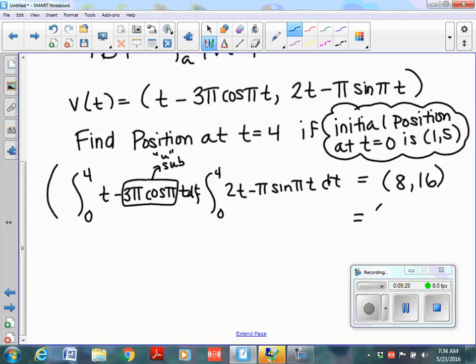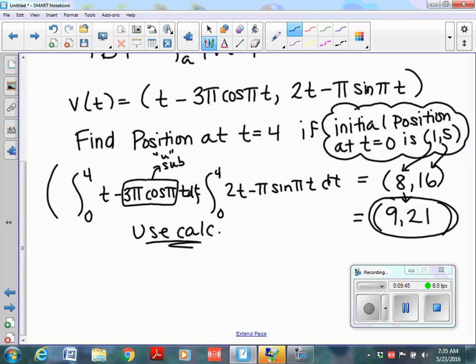and they got 8 and 16, but that's not the final answer. The final answer to this problem is 9, 21, because I had to add 1 and 5 to the final answer. So in order to come up with this, just use your calculator. Your calculator will figure out this one first, and it'll get 8. Your calculator will figure out this one, and will get 16.